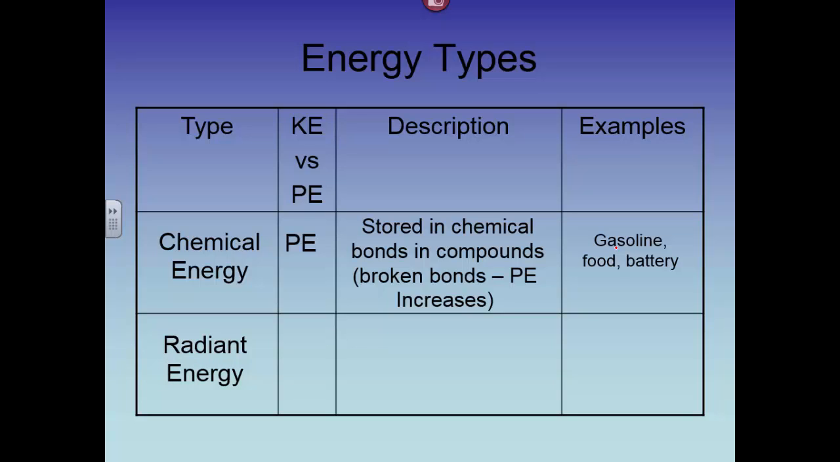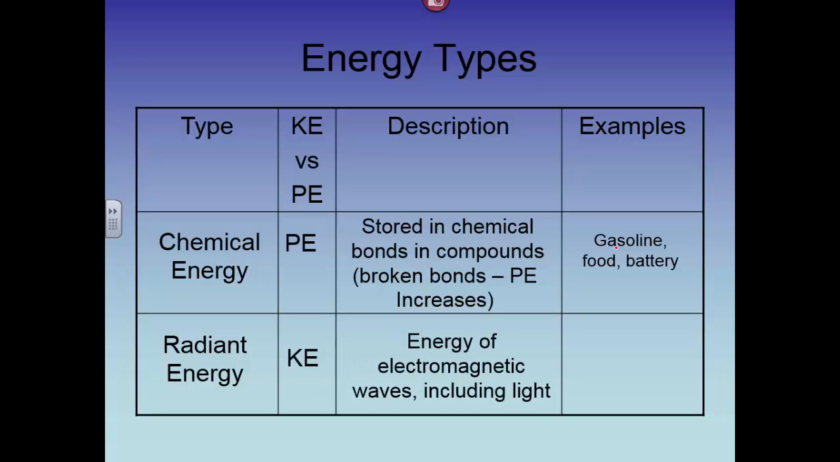Next kind, radiant energy. This is kinetic energy. Radiant energy is the energy of electromagnetic waves, including light. So this is the kind of energy that we get from the sun. This is the kind of energy that you get from a microwave or a radio wave. And this is something that we'll talk about quite a bit in a couple of months when we come back and talk about sound and light and the waves and different types of energy that are associated with it.